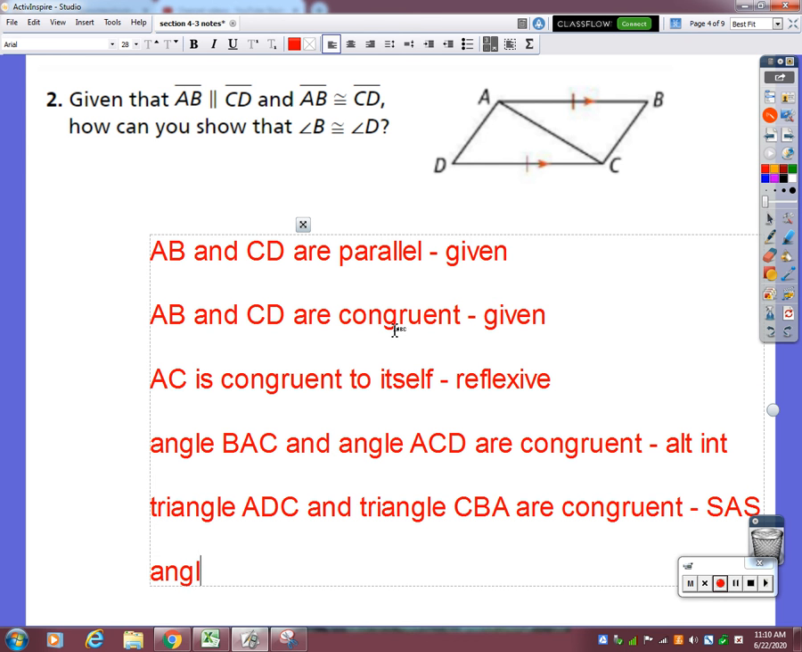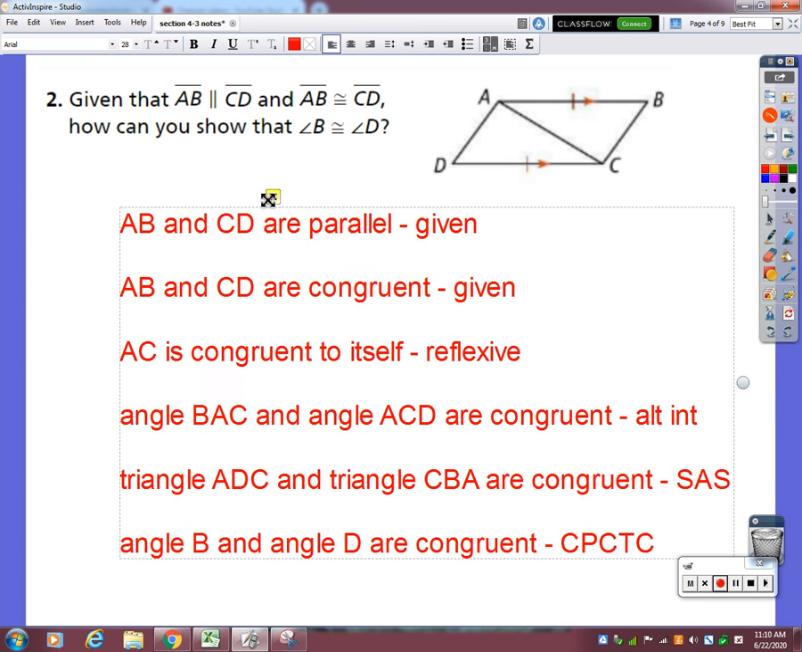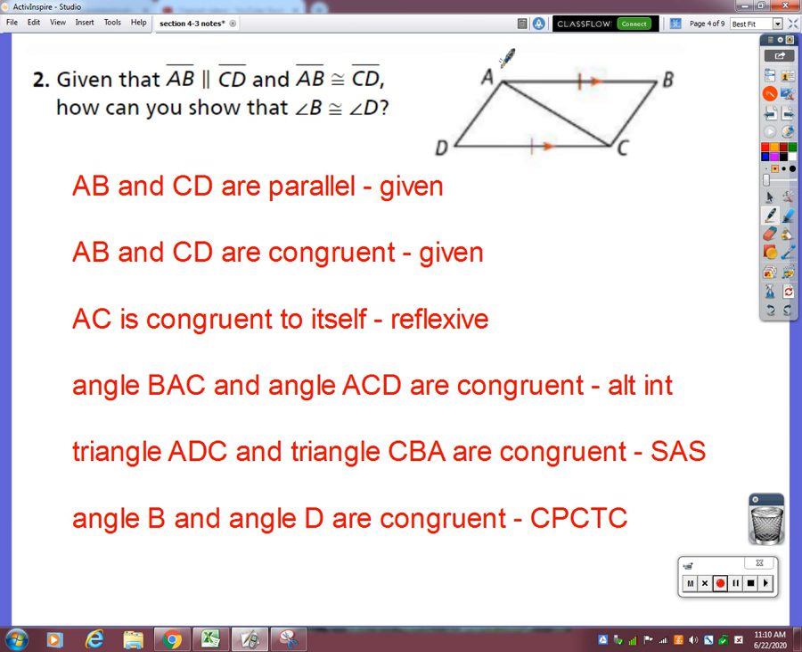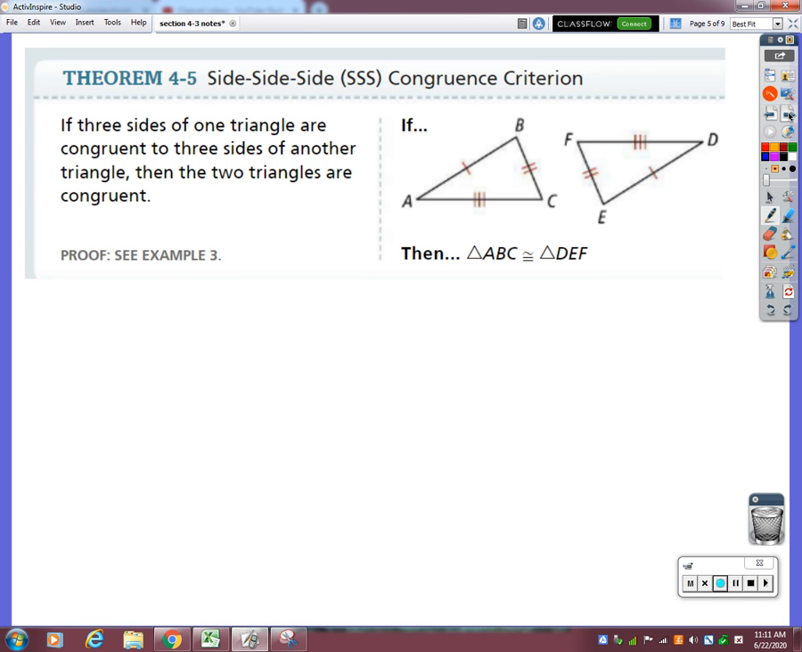Therefore, I know that angle B and angle D are congruent by CPCTC. Corresponding parts of congruent triangles are congruent. Okay? So to recap in English, since we know that these two sides are parallel, we know that these two angles are congruent to each other. These are the same length, obviously, because it's the same segment. And then I have side, angle, side, and I have side, angle, side. And so that gives me the two triangles. And then once I have the two triangles, then I have all the corresponding pieces.